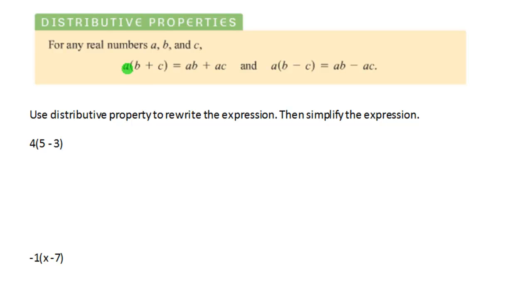The distributive property is a property we're going to use quite a bit in this class. It allows us to multiply a number throughout a parentheses. And you're going to see that in both of these, the a is being multiplied times all the terms inside the parentheses.